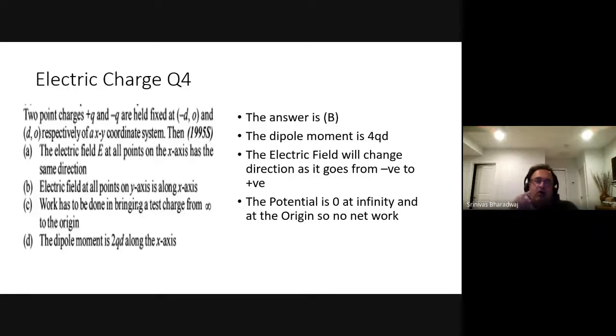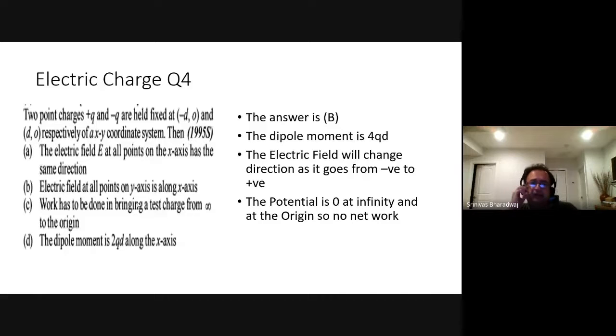okay? And at any point on the perpendicular bisector, which is the y-axis, the y components will cancel, and the x components will be, one will be like this, and the other will be, like charges repel, unlike charges attract. Because one is plus q and the other is minus q, one will be like this, the other will be in the same direction that way. So when you have two charges like that, the x components will add up, the y components will cancel. So hence it is B. It's a very simple question.